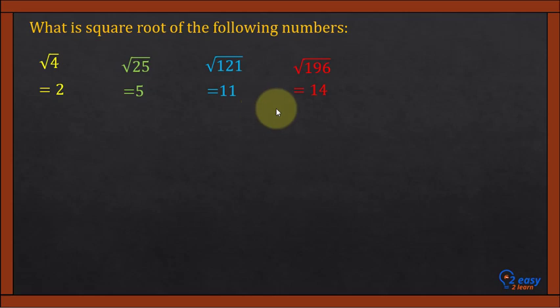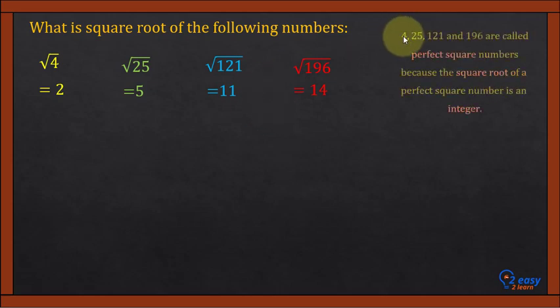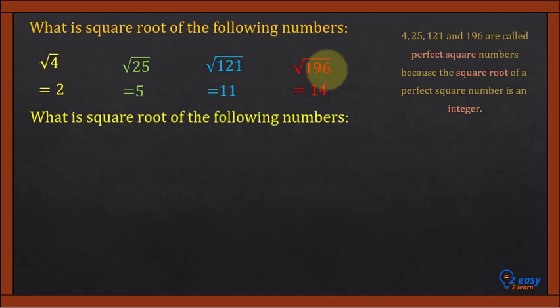So 4, 25, 121 and 196 are called perfect square numbers because the square root of a perfect square number is an integer. So all these numbers are perfect squares. Let's discuss one more concept.